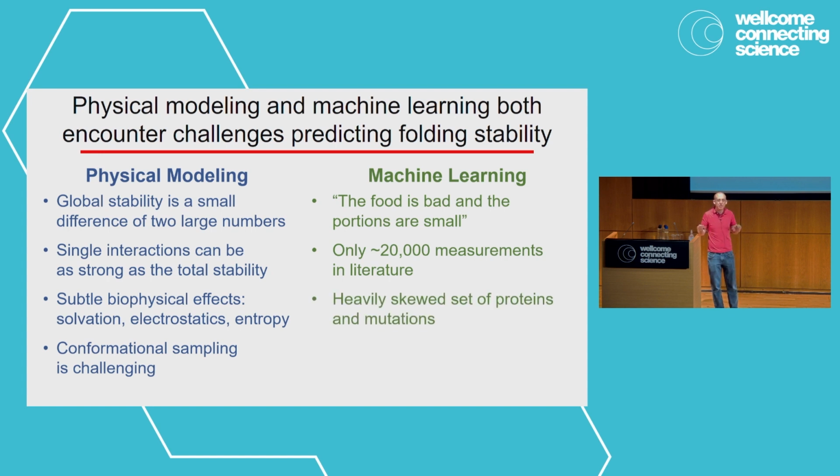We also have a heavily skewed set of proteins and mutations in ProTherm. The vast majority of mutations that people have studied are mutations to alanine. They're very heavily weighted toward destabilizing mutations. And one of the main goals of understanding stability is, of course, to design more stable proteins and learn how to increase stability.